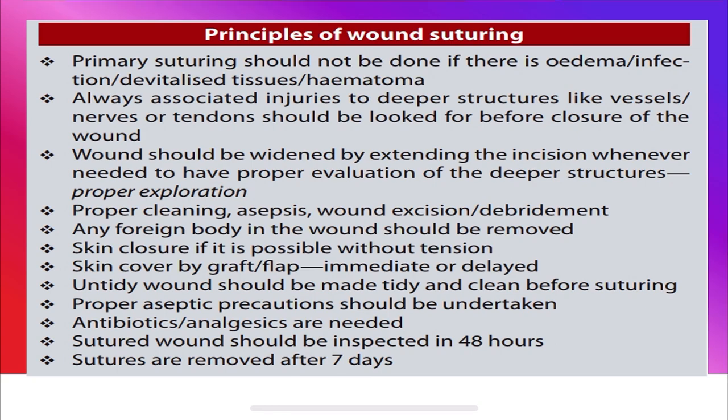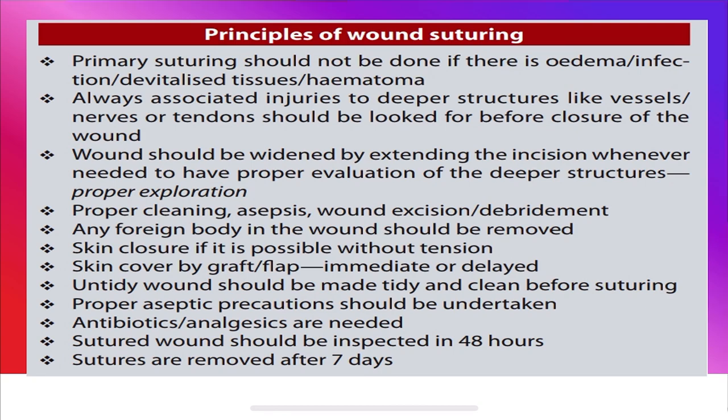Always, associated injuries to the deeper structures like the vessels, nerves or tendons should be looked for before the closure of the wound, not just superficially. If a person has come with an RTA, you have to check if there is any fracture or not, not just the superficial wound covering. You have to check if there is damage to the blood vessels and nerves. The wound should be widened by extending the incision whenever needed to have a proper evaluation of the deeper structures. Proper exploration should be done.